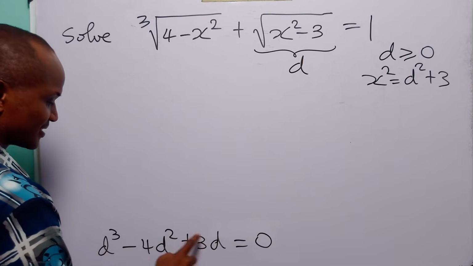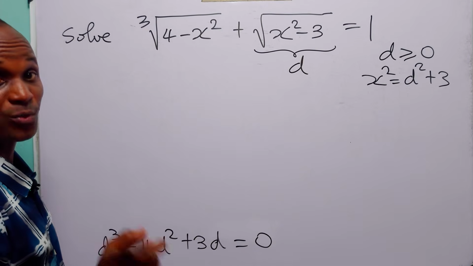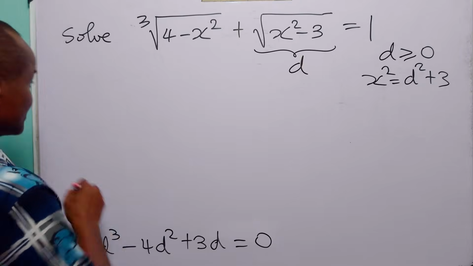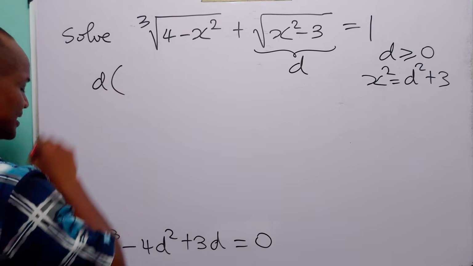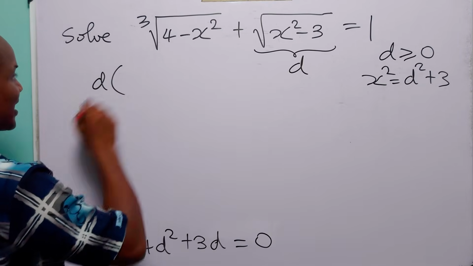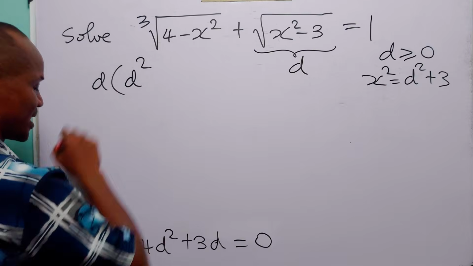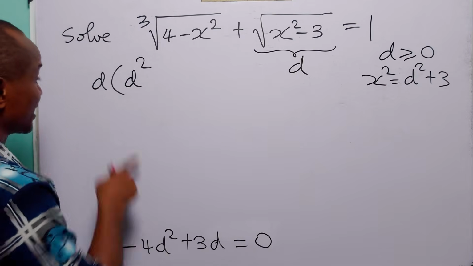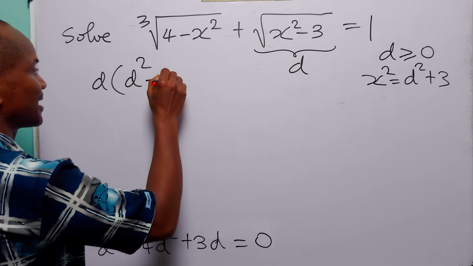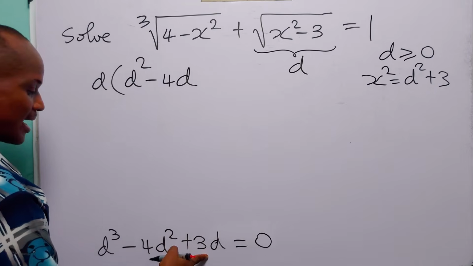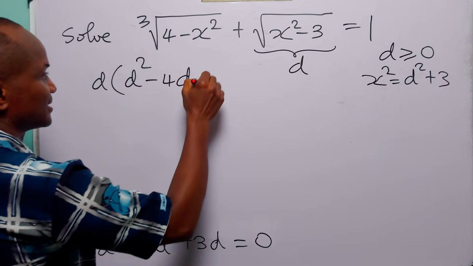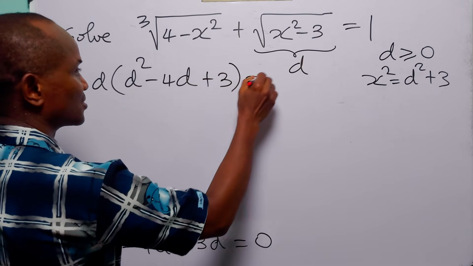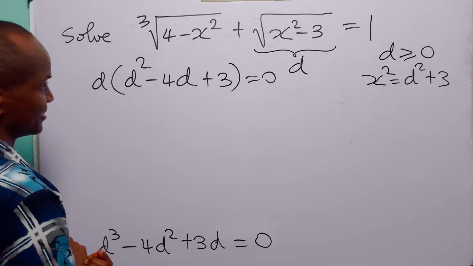Now, when you look at these three terms, you'll see a common factor, which is d. So we can factorize. We have d into d cubed divided by d is d squared. Minus 4d squared divided by d is minus 4d. And 3d divided by d is 3. And of course, this is equal to 0.